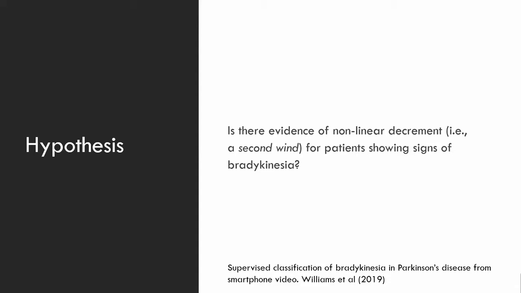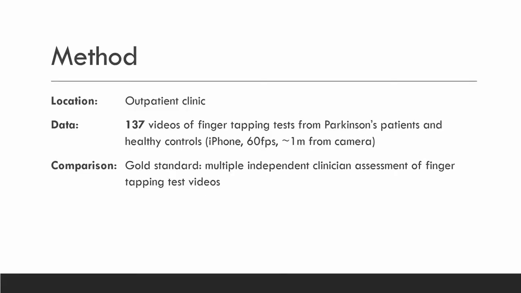Our clinical colleagues hypothesised that some patients show signs of a second wind where the amplitude may increase after an initial decrease. If this were true, then clinicians would need to think more carefully about how to assess bradykinesia. The goal here then was to provide evidence for or against the idea of a second wind or a non-linear decrement.